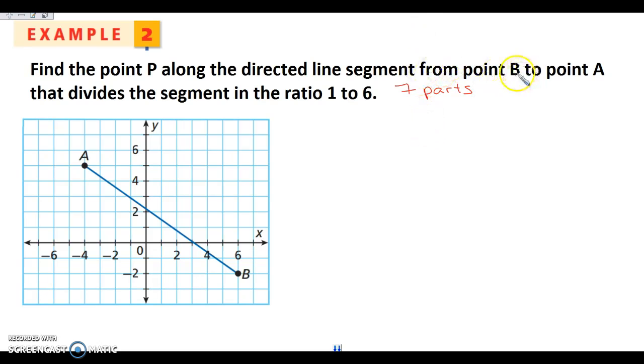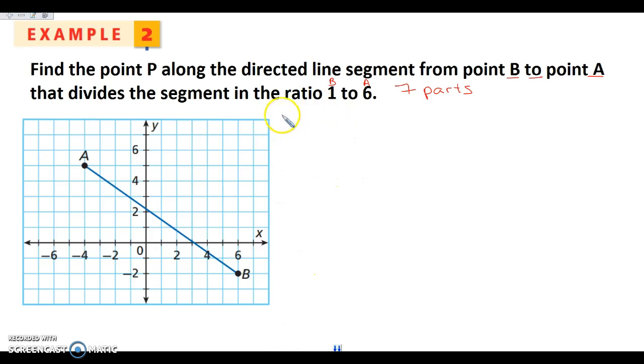Okay, now we are going from point B to point A. So we're going B to A, which means that this is B and this is A. Okay, so let's take a look real quick here.